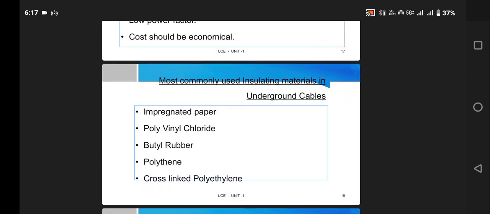Some of the most commonly used insulation materials in underground cables are impregnated paper, polyvinyl chloride, vulcanized rubber, polythene, and cross-linked polyethylene.